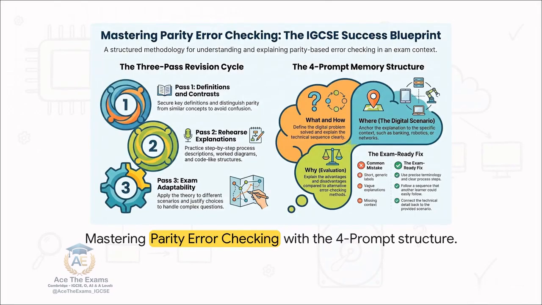Take a notoriously tricky topic like parity error checking. You can master this using a 4-prompt memory structure. To construct a flawless answer, just ask yourself 4 things. What is the digital problem? How does the technical sequence work? Where is this taking place, like maybe a banking network? And why is it advantageous compared to other methods? If you can answer those 4, your explanation is pretty much unbreakable.